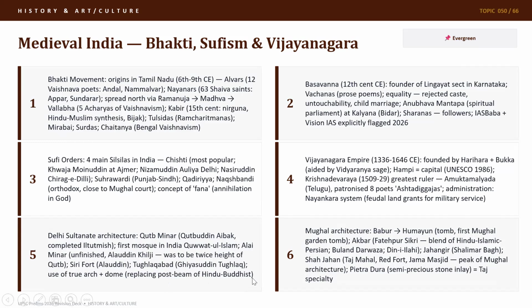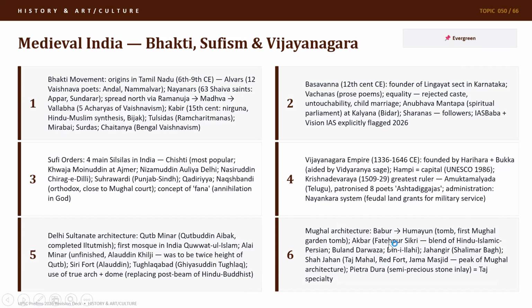So you should know about these architectural terms of how different ages of Indian architecture varied. What were the zenith of different ages, and what were the specific terms used to describe those ages. For example, true arch and dome was used to describe the Delhi Sultanate architecture, replacing the post and beam of the Hindu Buddhist age. In Mughal architecture, we have Babur's Humayun tomb, first Mughal garden tomb.